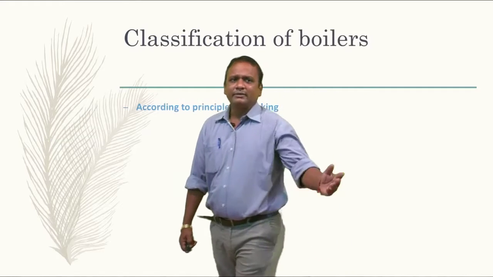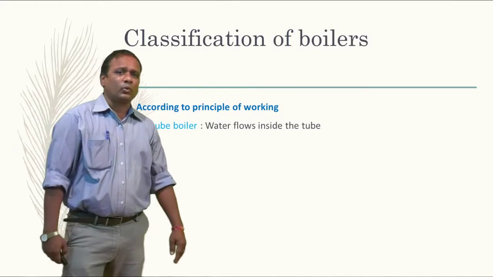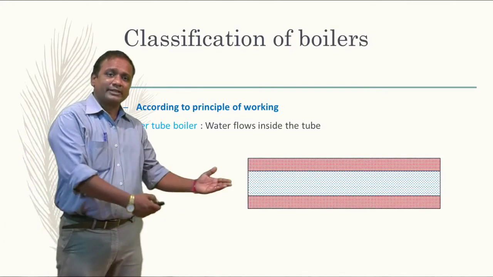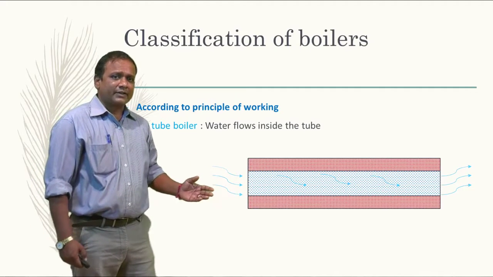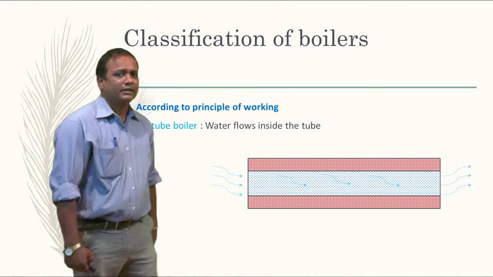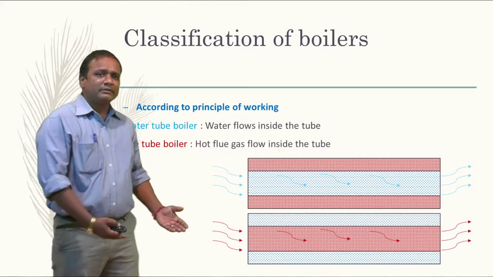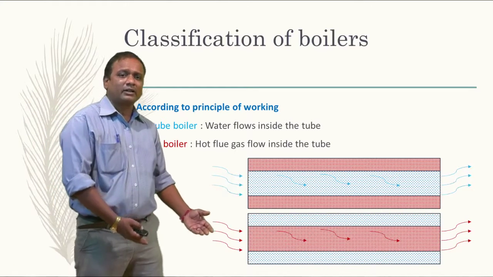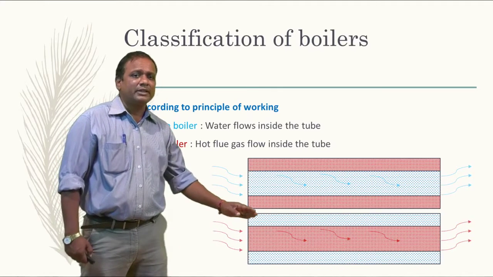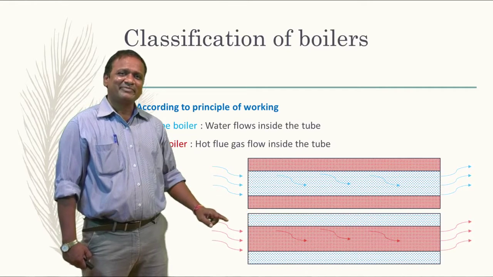Okay. So still more classification of a boiler comes according to the principle of working. One is water tube boiler, as I said earlier, where water flows inside the tube. You could see again in this case, this is a tube where the water flows through the tube, and the fire is all around it, right? In the other way, it's a fire tube boiler where the fire, or just the hot flue gases, are inside the tube, as you could see over here, and it is surrounded with water. So this one is a water tube boiler, this one is a fire tube boiler.